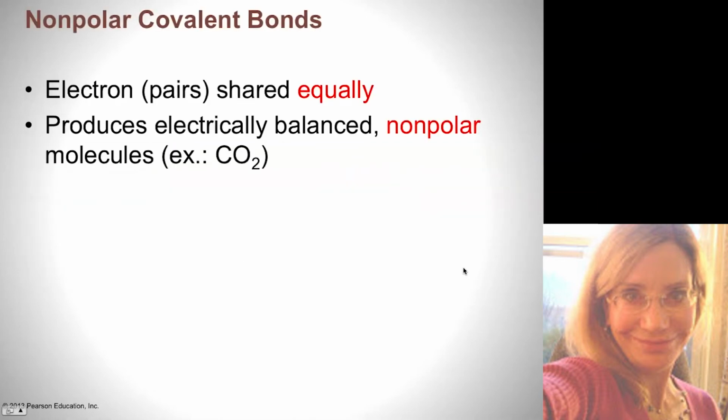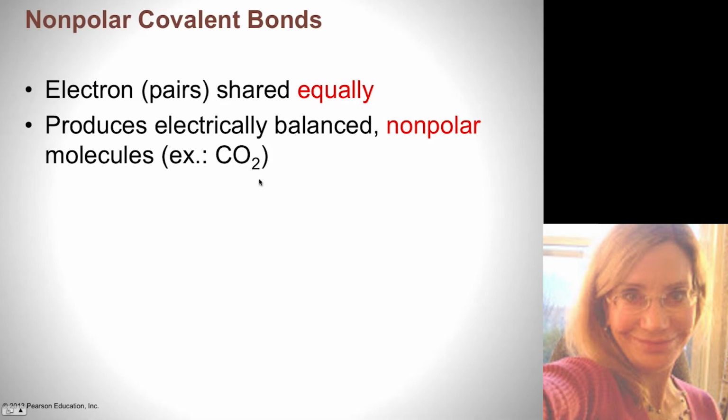Okay, so nonpolar covalent bonds. The covalent bonds that you just saw in the previous examples are nonpolar covalent bonds. And so there's other ones too. This is when electron pairs are shared equally. The electrons are shared equally between the 2 atoms. It produces an electrically balanced nonpolar molecule.